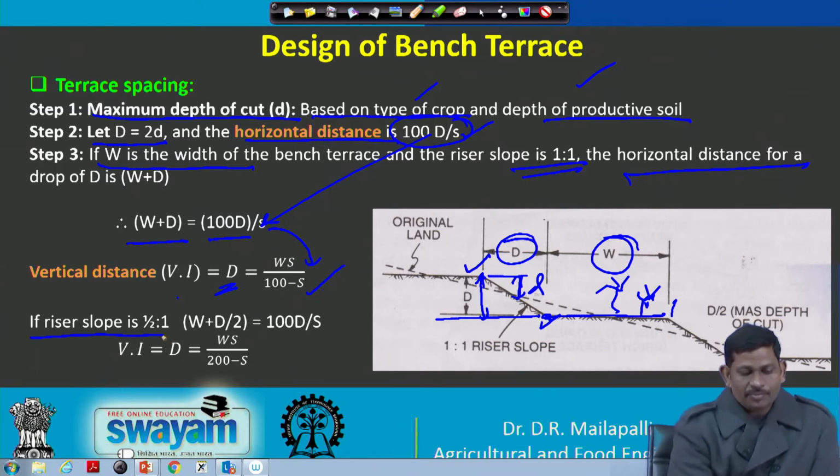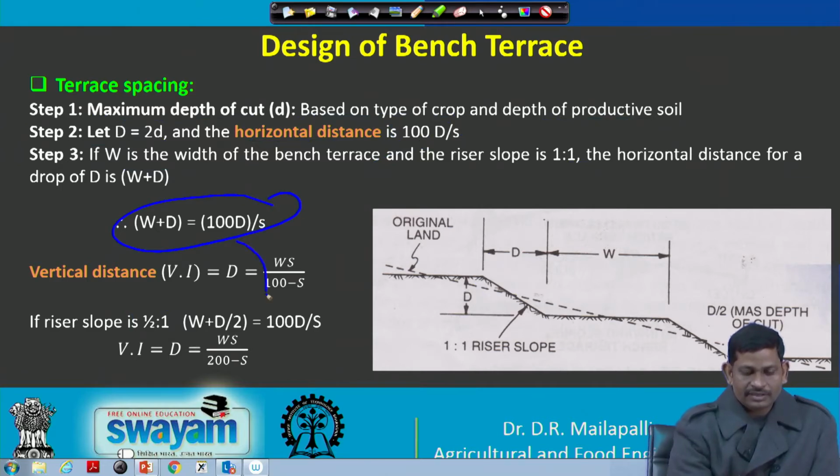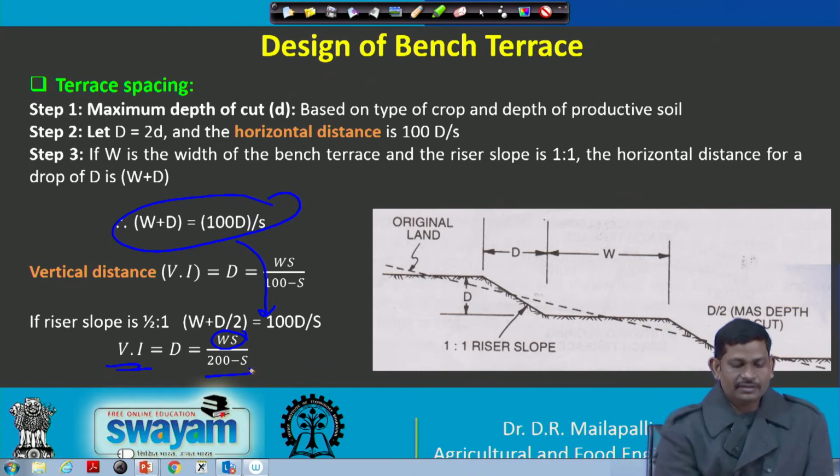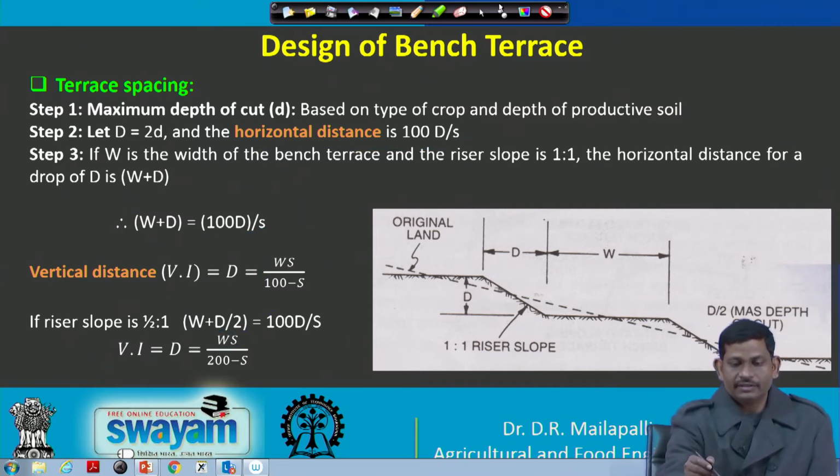If the riser slope is half to 1, this formula will turn into W plus d by 2 is equal to 100 into d by s, where the vertical interval is equal to W s by 200 minus s. So based on the side slopes for the riser, you can estimate the vertical interval knowing the horizontal distance.